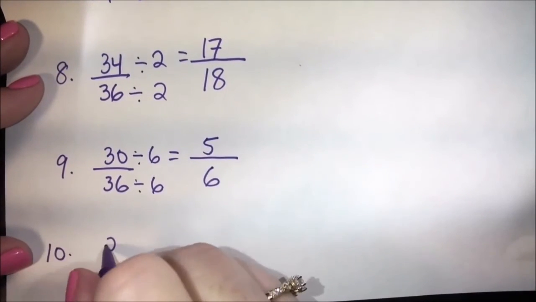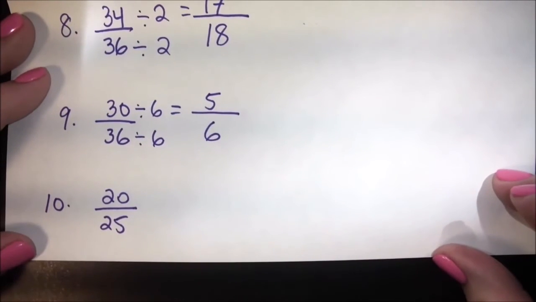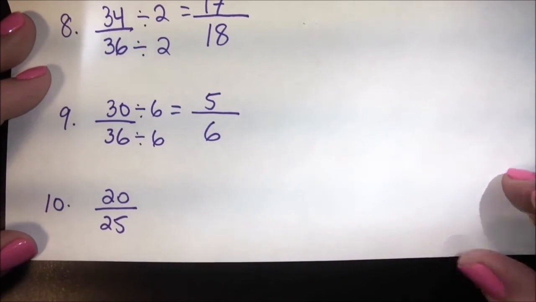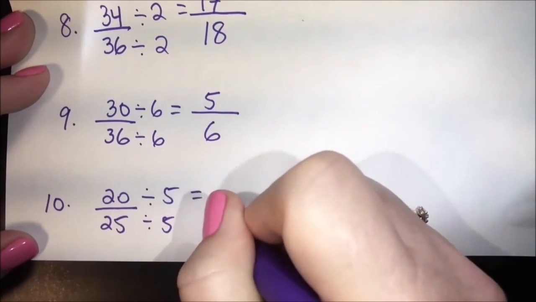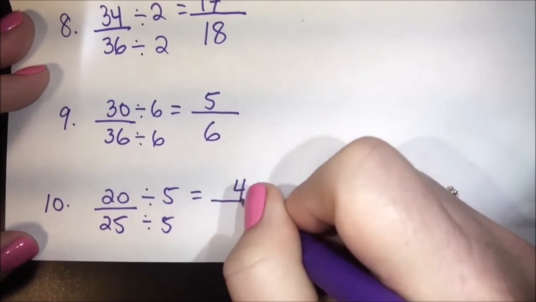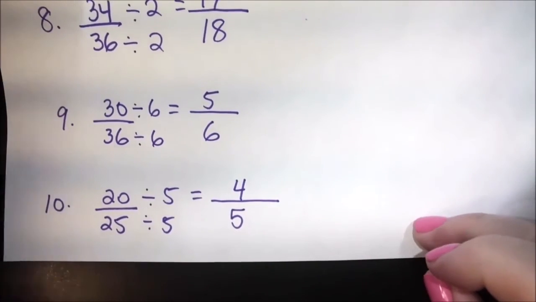And let's do one more. How about 20 out of 25? What could you do to divide that to reduce it? Well, we could divide by 5. So 20 divided by 5 would be 4, and 25 divided by 5 would give us 5.